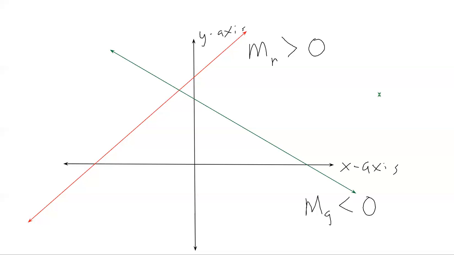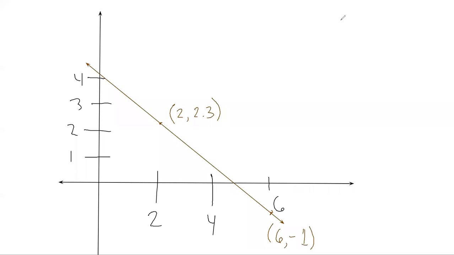Now, if we look at this brown line, and we think of it again in terms of the 2 points that determine this line, the 2 points are x equals 2, y equals 2.3. That's the point on the left. And then to the right, we have a point at (6, -1), x equals 6, y equals -1. If you think of the slope here, the slope is negative because the line is decreasing.